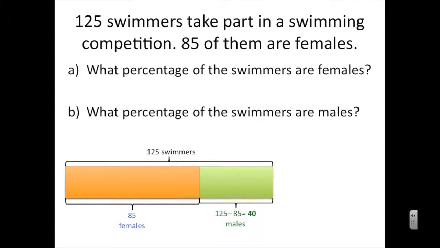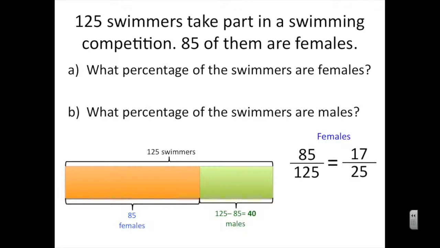We're first going to calculate the percentage of females. We have 85 females out of 125 swimmers. In order to turn that into a percentage, we have to make our denominator out of 100. Here you can see that we can't evenly divide 125 to make it 100 right away. So what I see is that I can divide it by 5 to make it out of 25. So I'm going to divide my numerator and denominator by 5, and I will get 17/25.